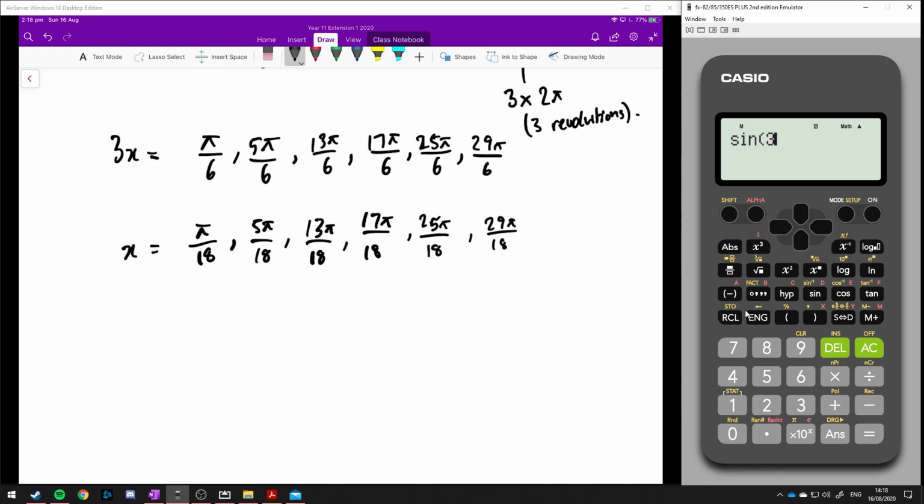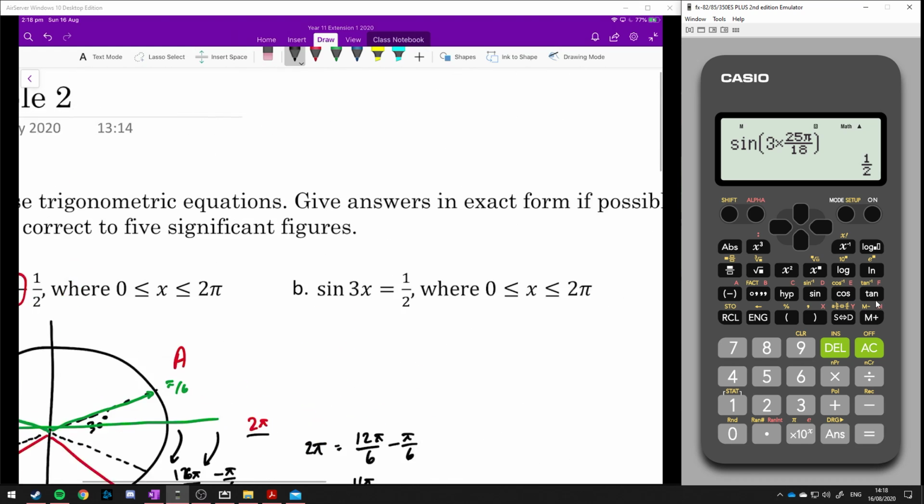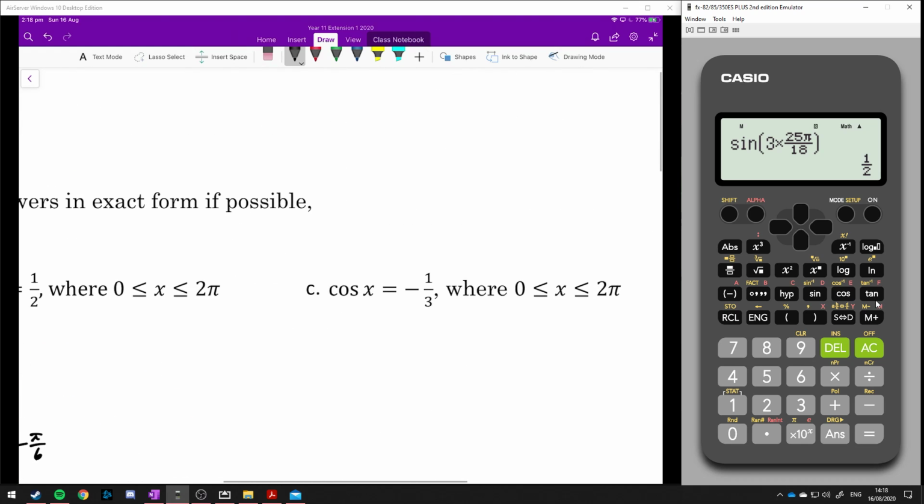So let's just try one for example. Let's try 25 pi on 18. Close it off, and there you go. It's a half as well. So it's basically expanding the domain and then reducing it back down once you get your values. So that's part B.